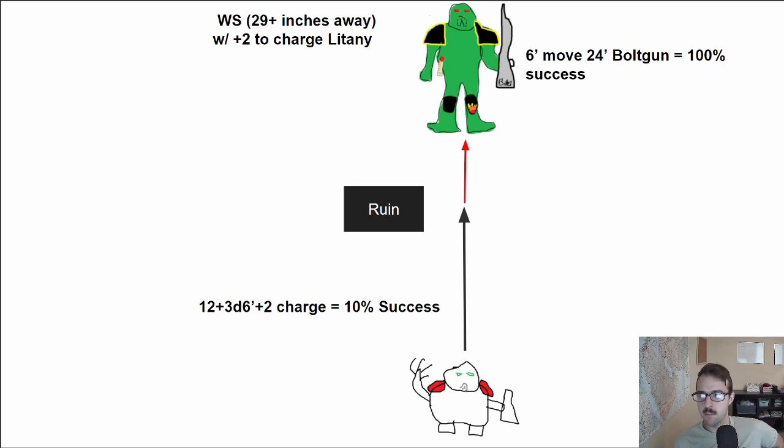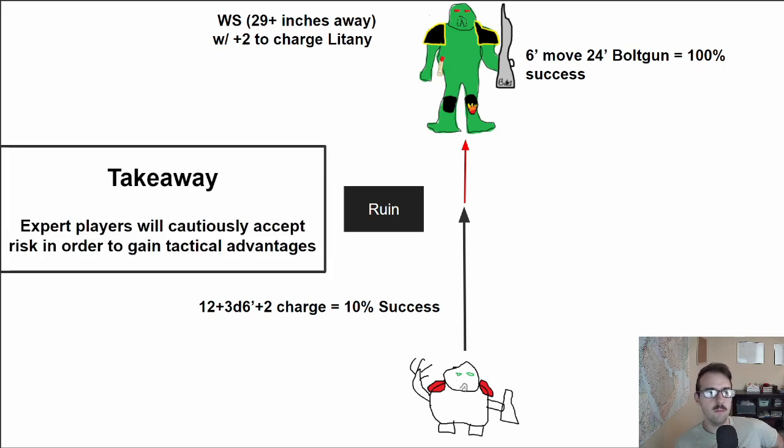So in other words, the Salamander's Intercessor, that general over there, decided, I'm willing to take a 10% risk of being charged by the Vanguard Vets in order to guarantee that I can shoot them.